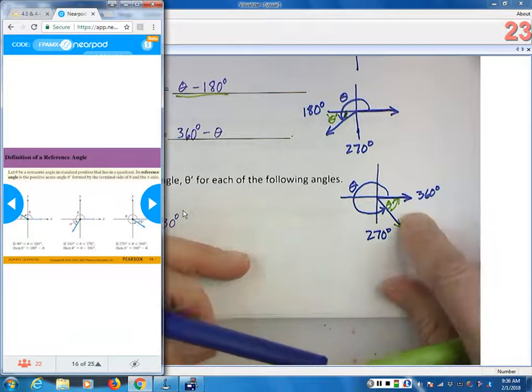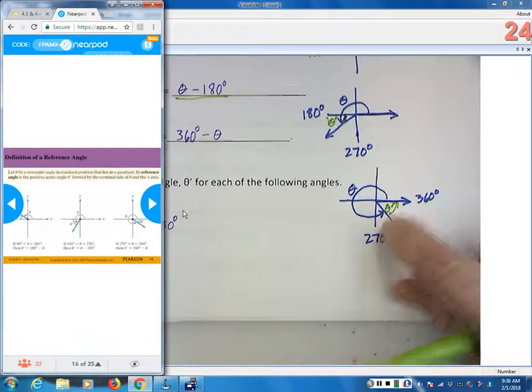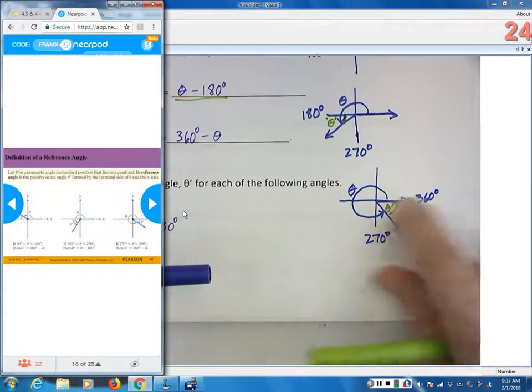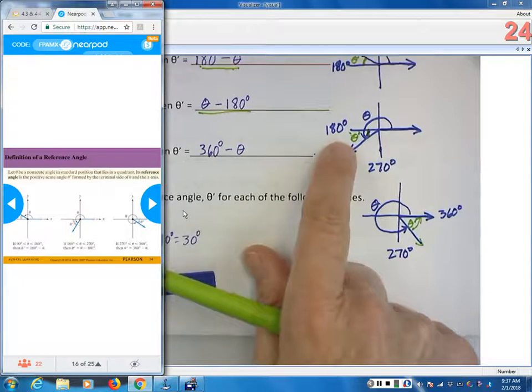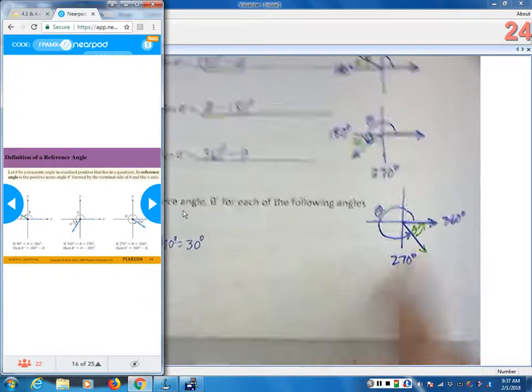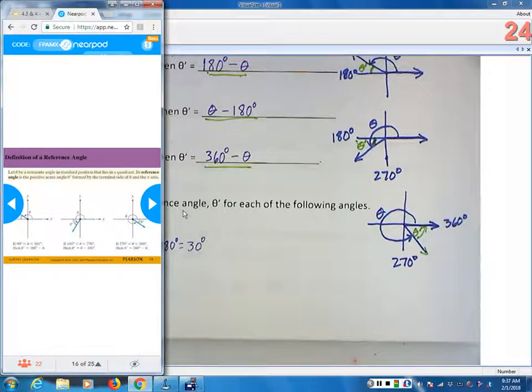It's between 0 and 90 degrees, and it's always against the x-axis, but not always the positive. So you can tell from the picture. So that's a reference angle. So we're going to draw pictures to figure out reference angles.